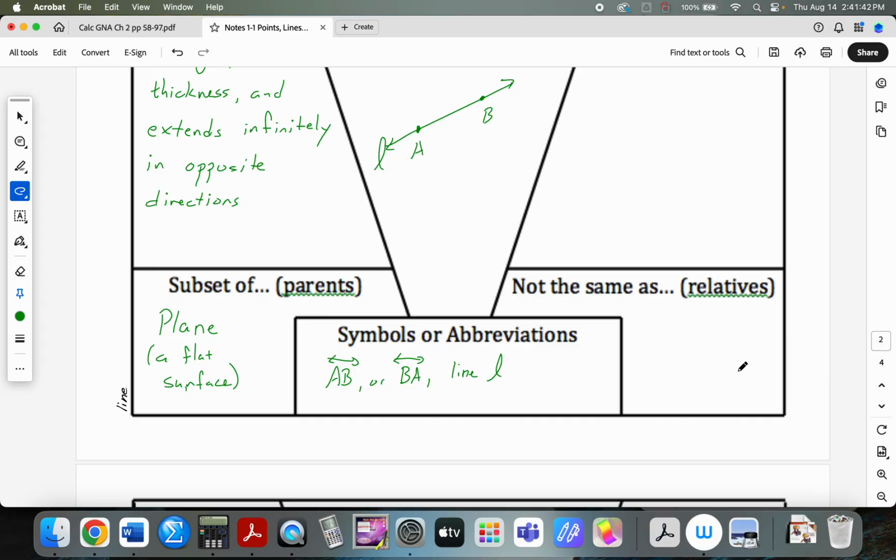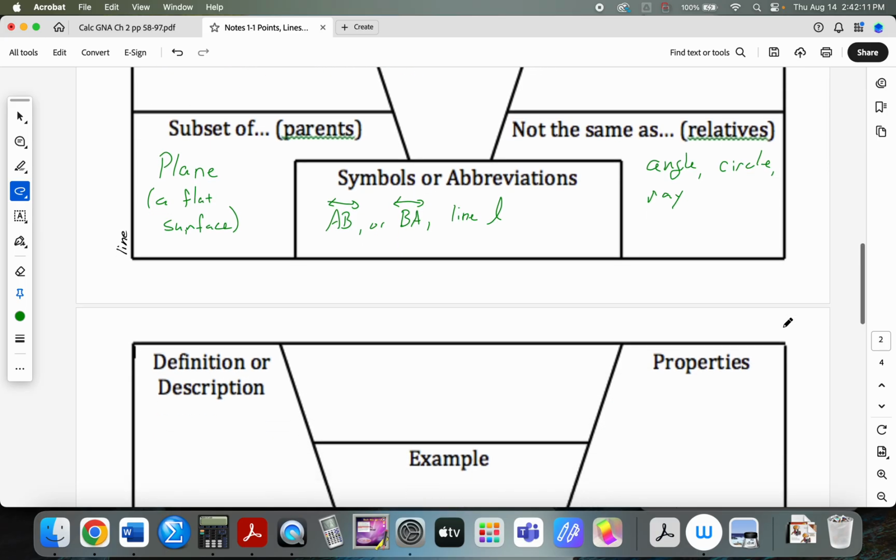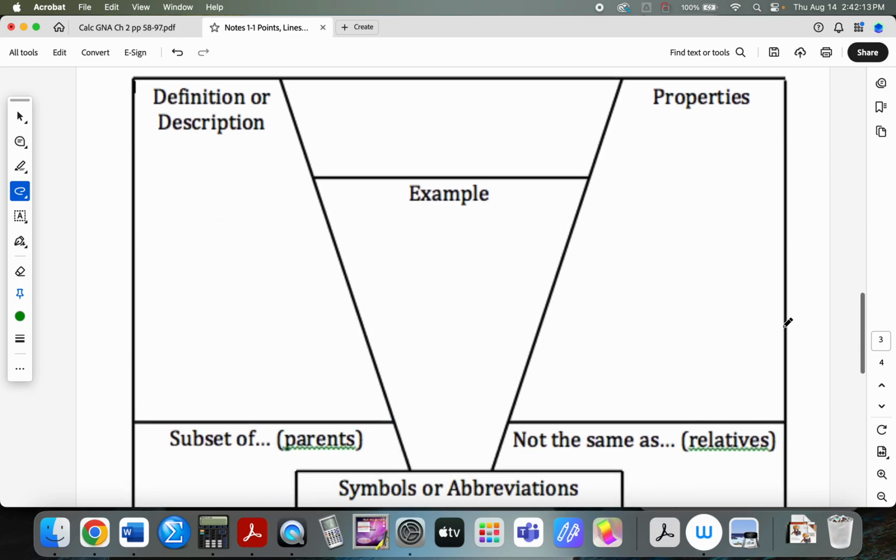What is it not the same as? Well, we could list lots of things that it's not the same as. It's not the same as an angle or a circle or a ray. There's a whole bunch of things we could name. We're not going to try to name all of them. So line is one of the building blocks for geometry. All right, let's move on to the next page.